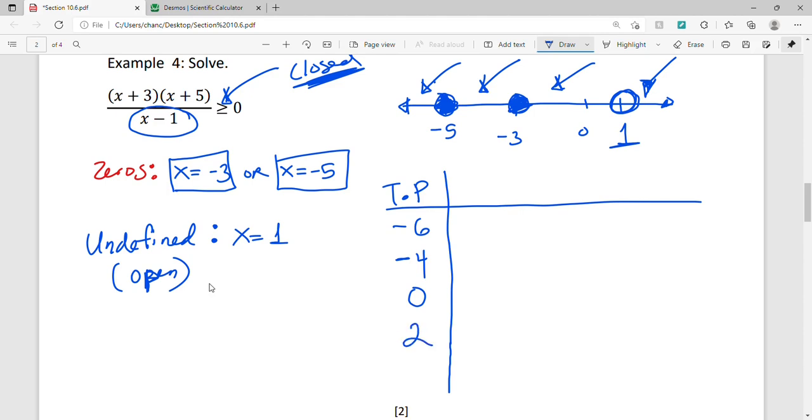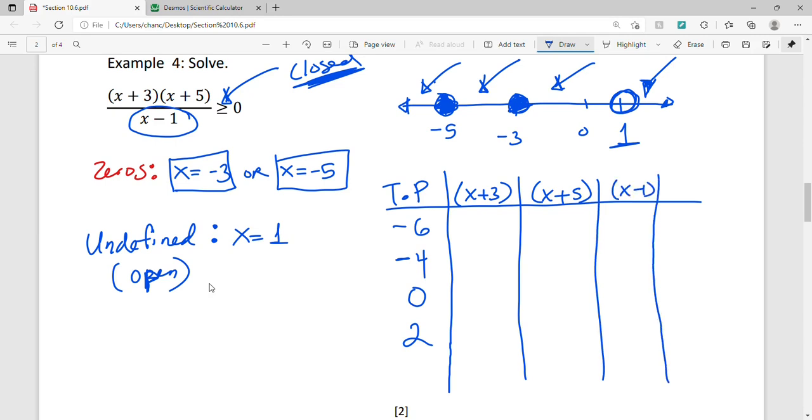On the top here, we'll put all of our factors, x plus 3, x plus 5, and x minus 1. On the right, we'll put the entire expression, x plus 3, x plus 5, all over x minus 1. So this is the value of our expression. We'll look at the sign chart.